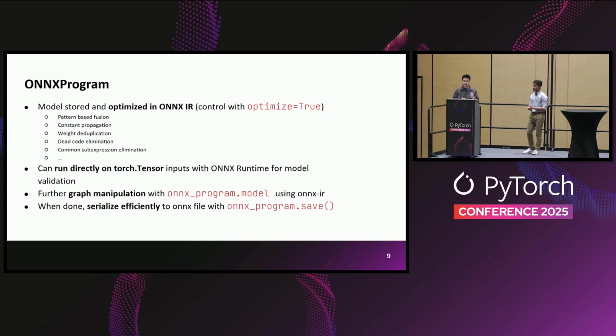If you want to do further graph manipulation, you can do so with ONNX IR by accessing the model with onnxprogram.model. And when you're done, you can simply call onnxprogram.save, which will do efficient serialization. It also takes care of best practices like aligning tensor data so that it can be memory mapped when inferencing.